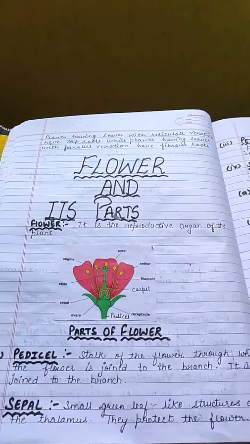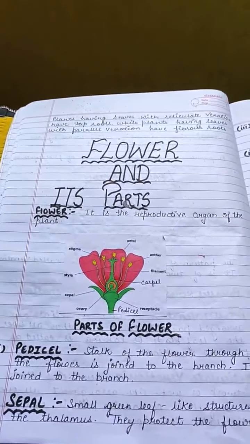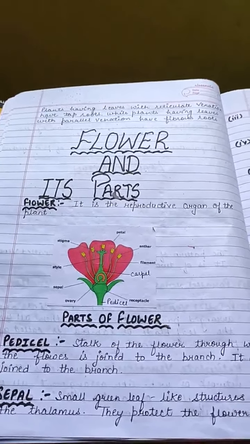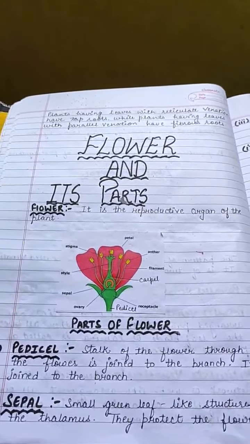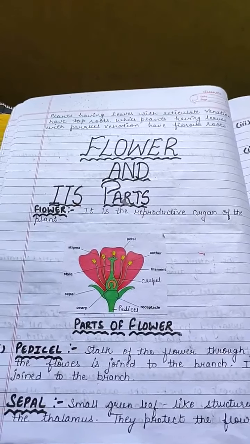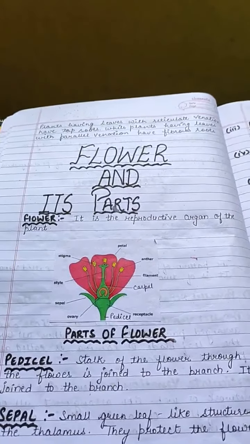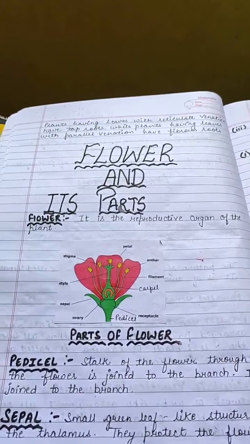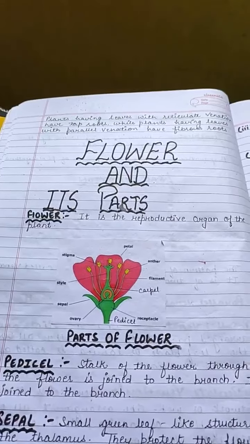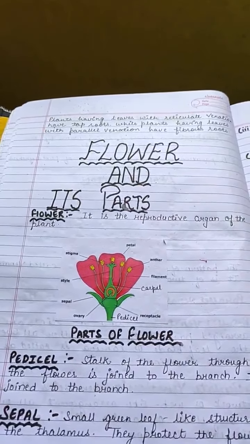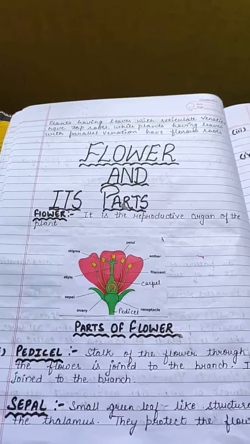There are so many parts of a flower: pedicel, sepals, petals, stamen, anther, filament, carpel, style, stigma, and ovary, and they have different functions. The flower is the reproductive organ of the plant, in which stamen is known as the male reproductive organ and carpel is known as the female reproductive organ. Stamen consists of anther and filament, whereas carpel consists of style, stigma, and ovary. So this is the structure or parts of a flower.